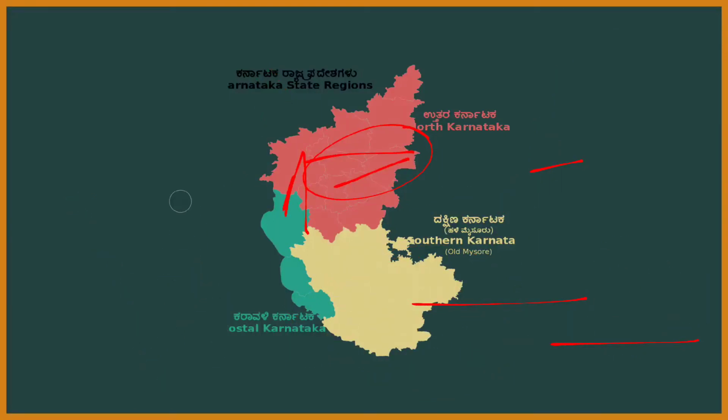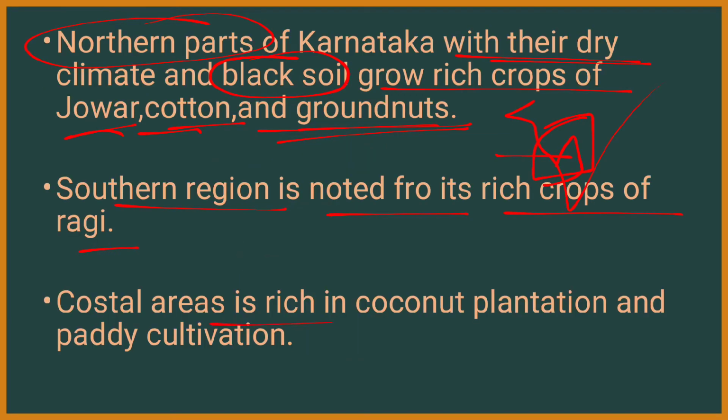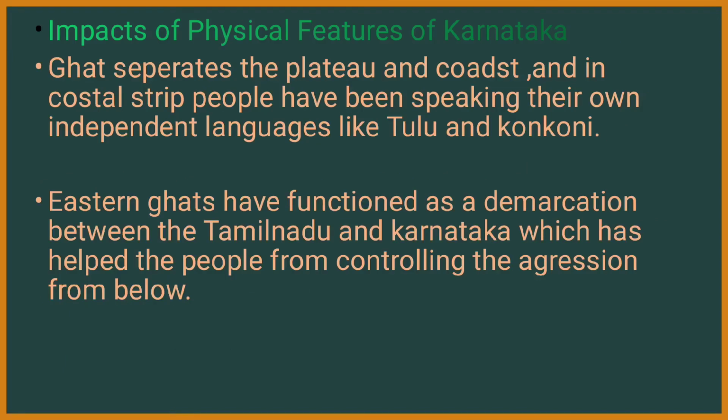In this Karnataka map, where does the coastal region form? That is nothing but Dakshina Kannada, Udupi and Uttara Kannada districts. These are nothing but the coastal regions, and it is famous for coconut cultivation as well as spices cultivation. Coastal regions are rich in coconut plantation and paddy cultivation as well as spices.